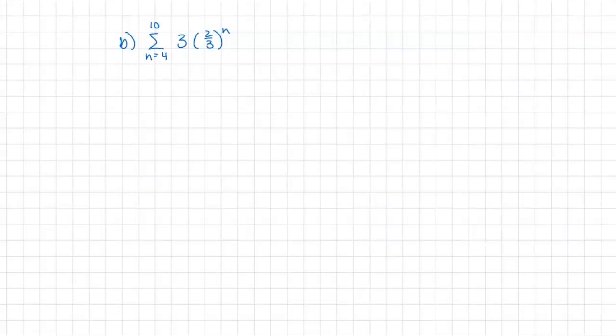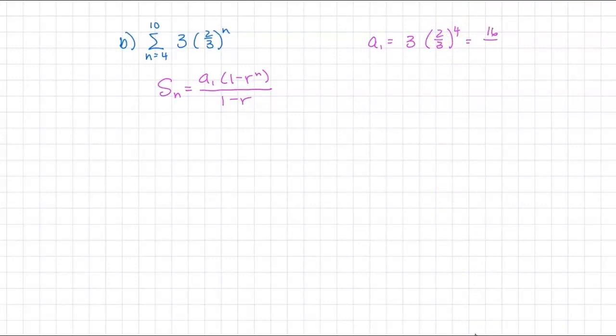Okay, hopefully you paused it and you're back. Let's check your answer now. So we know the formula is this. Let's make sure we know all the pieces. Now be careful because we're starting with 4. So it is going to be 3 times 2/3 to the power of 4. That is the 4th term. And when you work that out, you're actually going to get 16 over 27. So be careful with that.